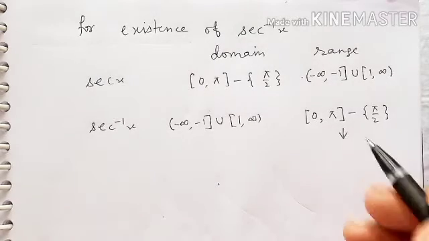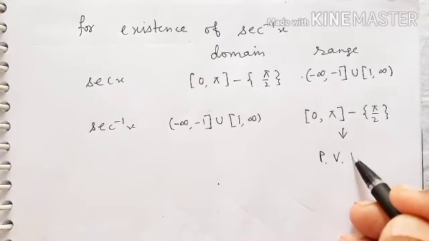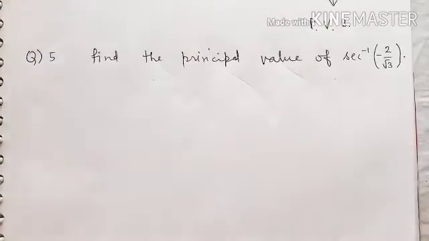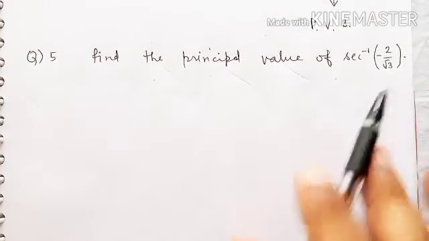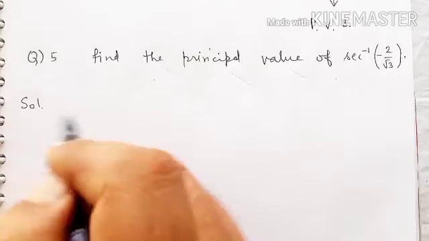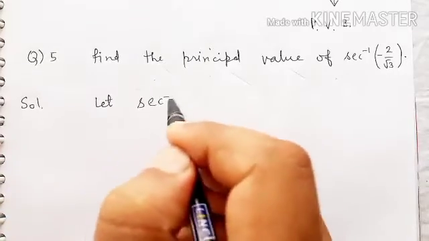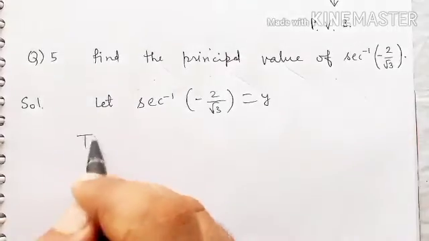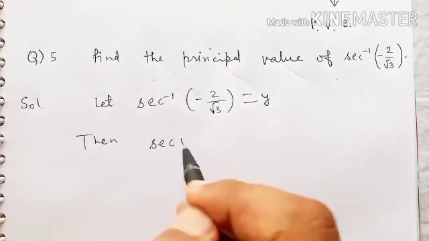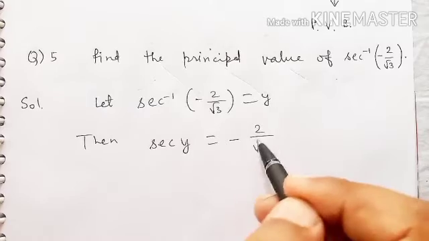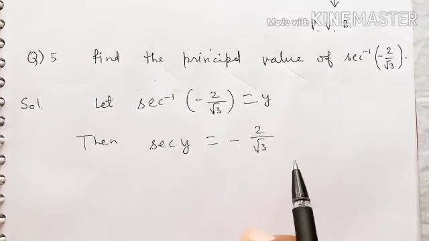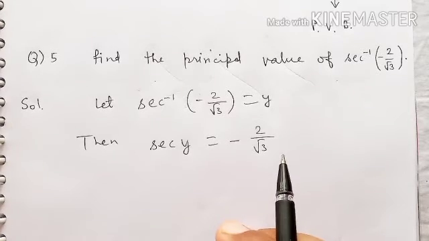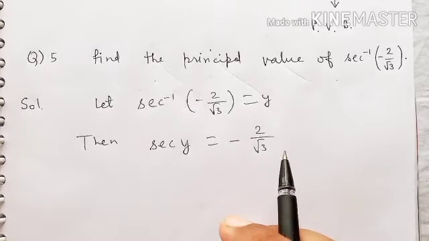This interval is the principal value branch. Now find the principal value of sec inverse minus 2 by root 3. Let sec inverse minus 2 by root 3 be equal to y. Then sec y is equal to minus 2 by root 3. Now we have to think of y within the principal value branch.